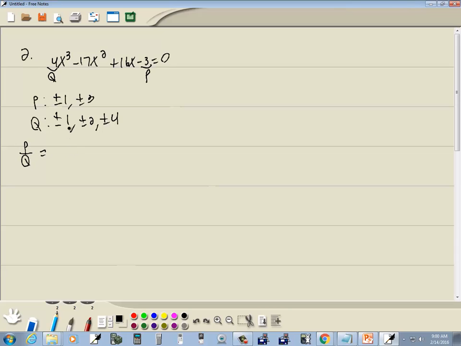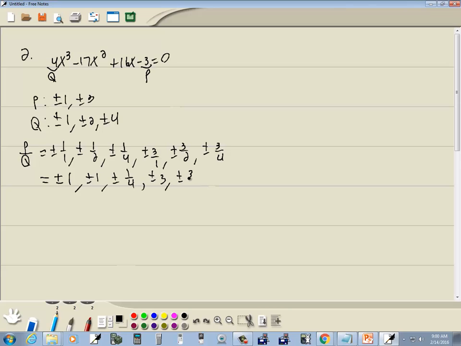Now all of our possible answers are each value of P over Q. So I got 1 over 1, 1 over 2, 1 over 4. I got 3 over 1, I got 3 over 2, and I got 3 over 4. So we got 1, 1/2, 1/4, 3, 3/2, and 3/4.